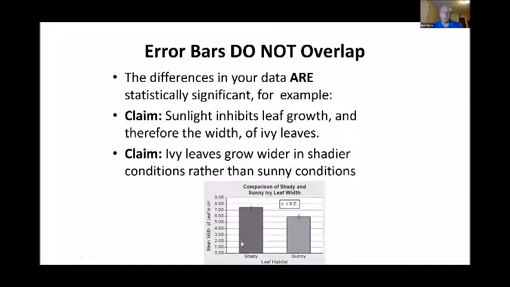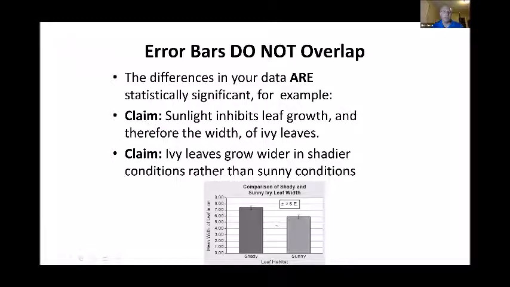So here we have some ivy that was grown in the shade, and some ivy that was grown in the sun. And we graphed the mean width of the leaves. So the shady ones had a mean width of about 7.5 centimeters, and the ones grown in the sun had a mean width of about 6. And essentially, here we're making a claim that sunlight inhibits leaf growth, and therefore the width of ivy leaves. So essentially, we're saying that they grow better in the shade than they do in the sun. And we want to know if our data back that up.